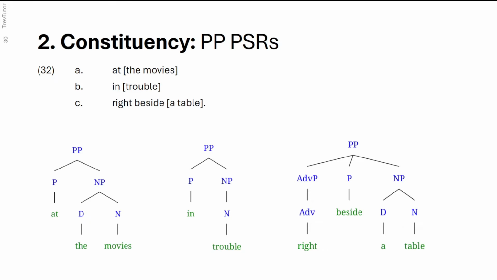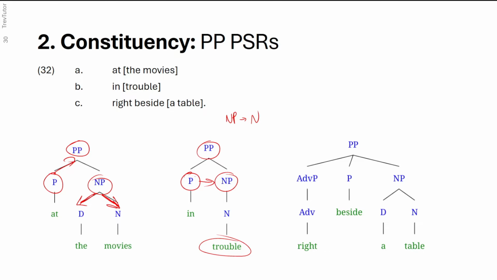So here's what these look like in terms of their full detailed structure. So at the movies, at is a preposition building up into a preposition phrase, and it's introducing a noun phrase, which breaks down into a noun head, and then its determiner. In the case of in trouble, well, trouble is a noun, so it needs to build up into a noun phrase. There's nothing else in the noun phrase, and that's fine based on our phrase structure rule. It's totally okay to do NP to N. And the preposition in is introducing it, so that builds up into a prepositional phrase.